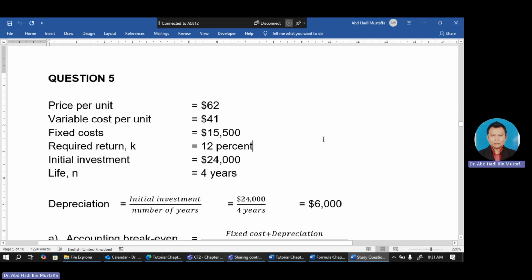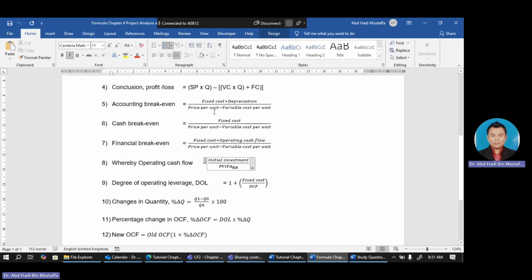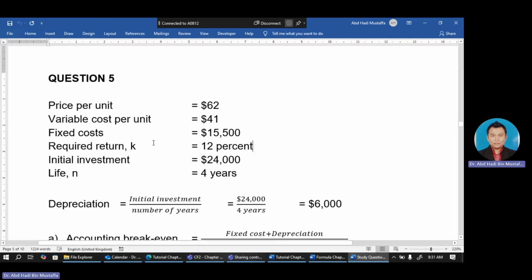Alright, while you are writing, let me explain to you. The first thing you have to do is to find the depreciation amount, because in the formula we have depreciation. So we need to find depreciation, which is not even in the question.